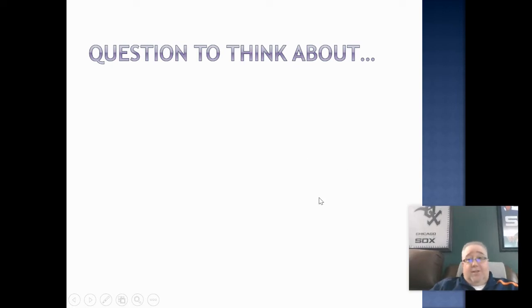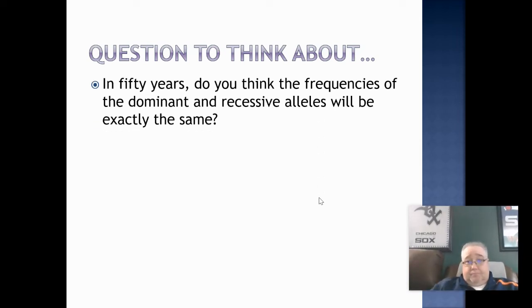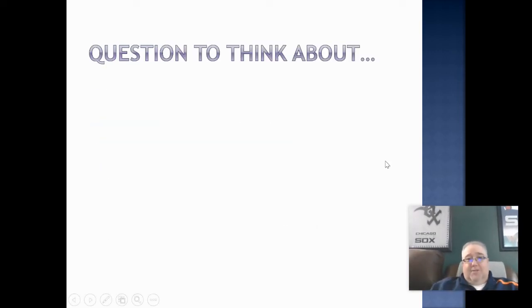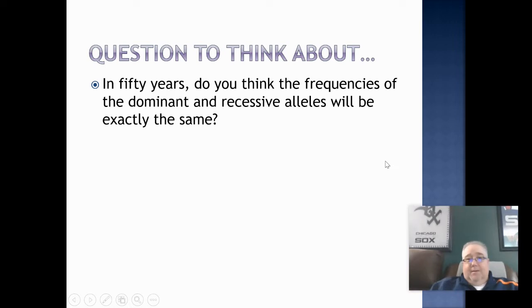So I want us to think about this for a minute. We did this sample. We went out into Crown Point, we gathered up our 100 rabbits, and we came back and we figured out how many of them were homozygous dominant, recessive, and heterozygous. And we figured out these frequencies. What were they again? I can't remember. 0.55 and 0.45.